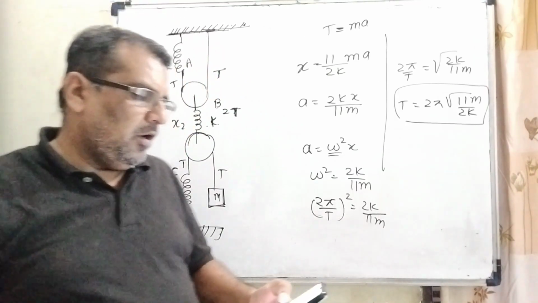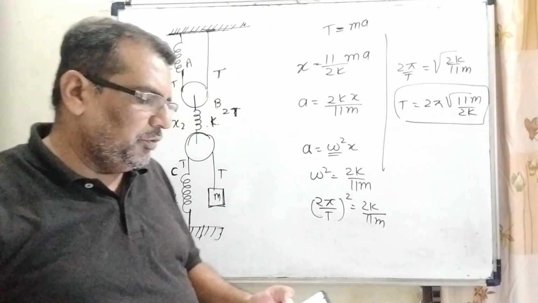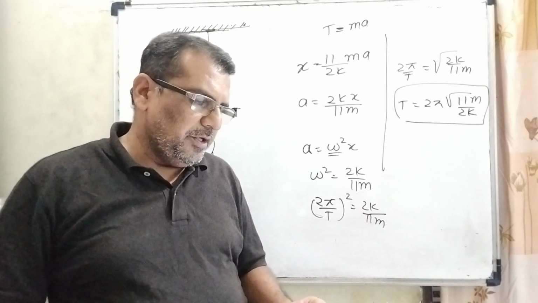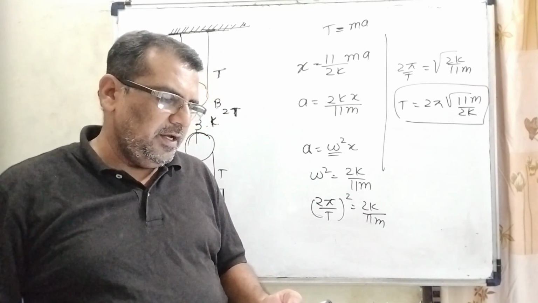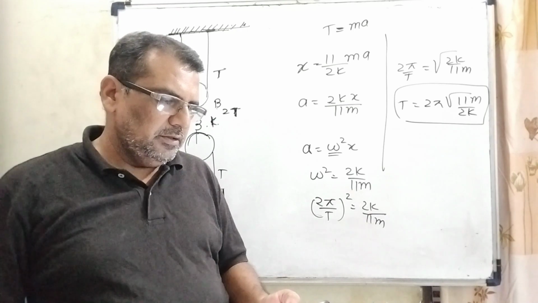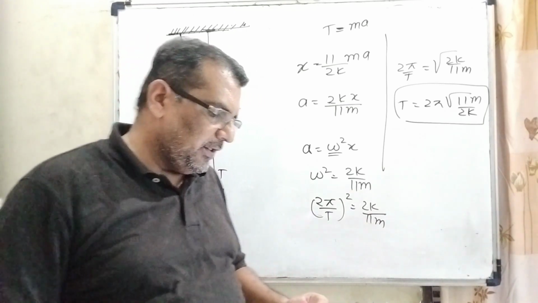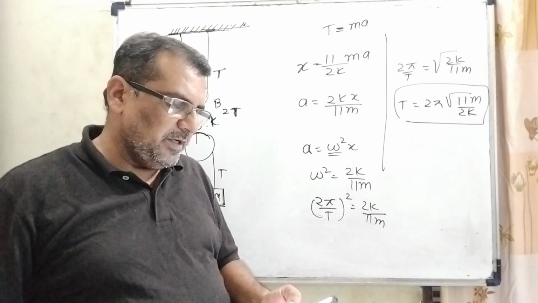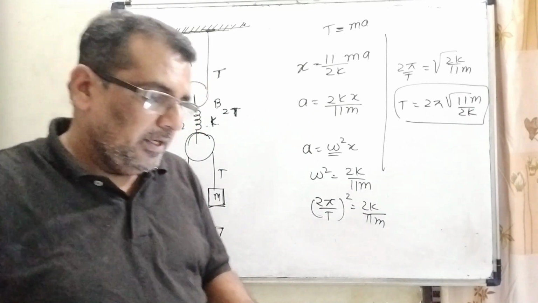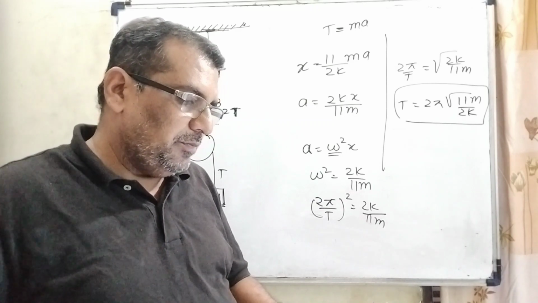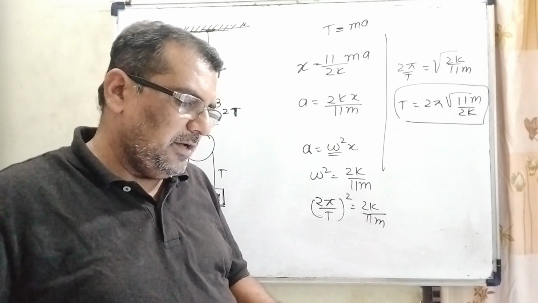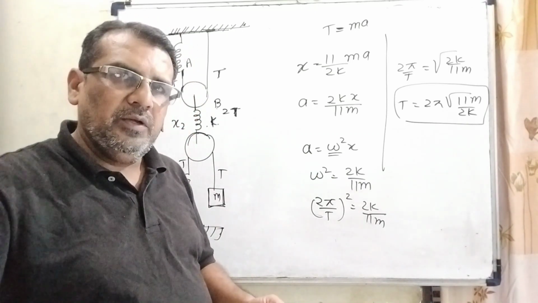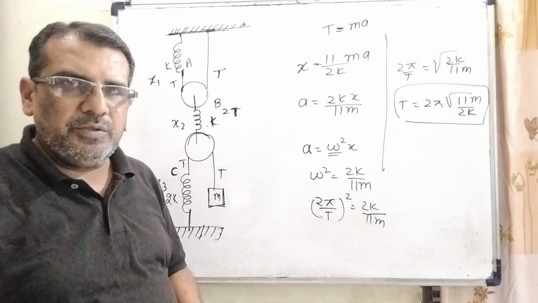So now the options: the time period equal to 2 pi root 11m by 2k is correct. Option B, the deformation of spring A is 2 by 11 times the displacement of the block, is also correct. The deformation of spring C is 1 by 11 times the displacement of the block, that is also correct. And last, the deformation of spring B is 4 by 11 times the displacement of the block. So all the options are correct. I hope you understood this question.